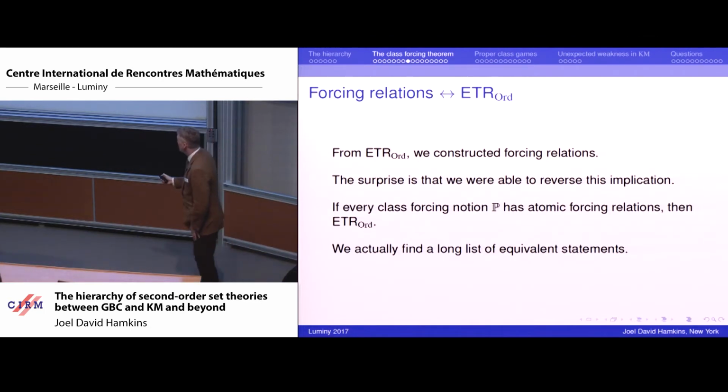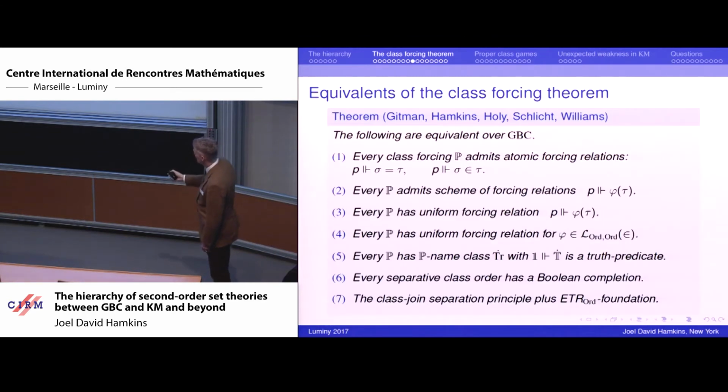Okay, so I've explained how from ETROrd we can construct forcing relations. And the very surprising thing is that we can reverse this. So if every class forcing notion has atomic forcing relations, even only atomic ones, then we can recover ETROrd. So actually, there's a long list of equivalent statements. So this is just some of them.